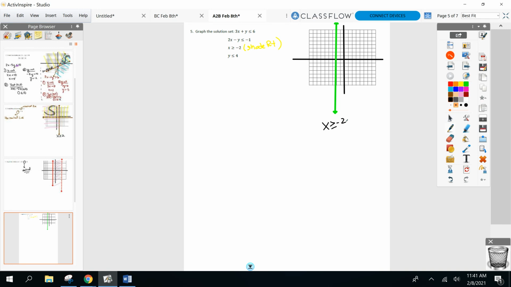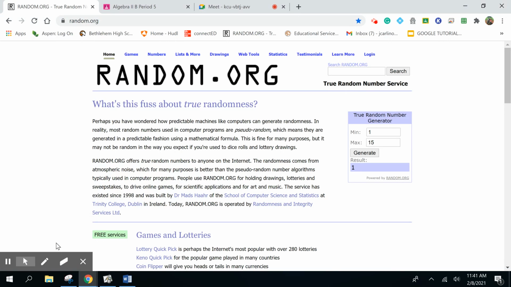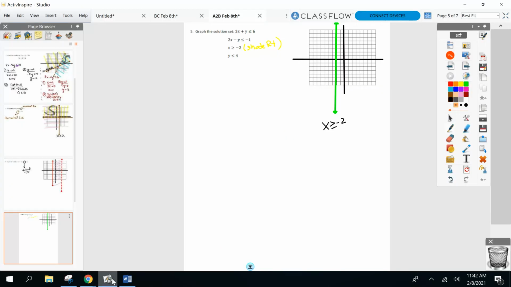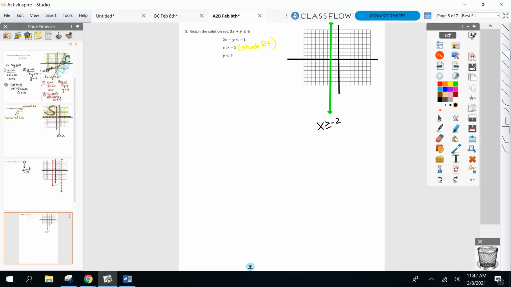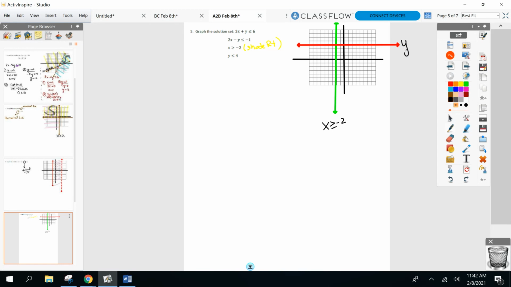All right, next one. y is less than or equal to 4. What type of line are you going to graph for me here? Horizontal or vertical? Horizontal. We already said everything's going to be solid. So a horizontal line at 4, everyone. 1, 2, 3, 4. Let's label it. All of them but one have to get labeled.